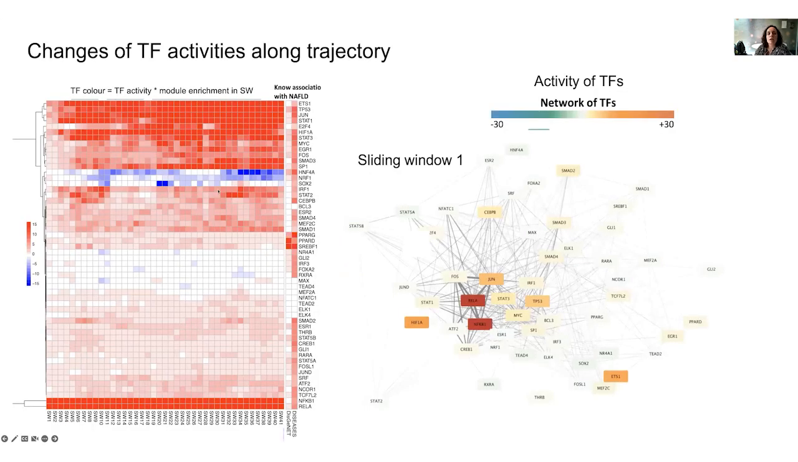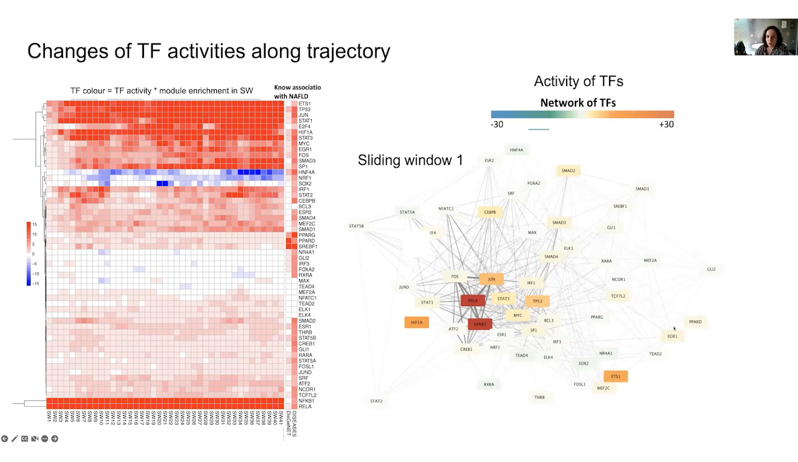There it is. Starting again from the transcription factors, we went along the trajectory using sliding windows, and we calculated a score that represents the transcription factor activity times the module enrichment in the specific sliding window. Here are the different transcription factors that we found to be enriched and significantly associated, and you see how they change. We have this block that is constantly on, this block that starts low but very fast goes up, and this block that goes down. Here are known associations with NAFLD, and you can see that many of the transcription factors that we found are indeed known to be relevant.